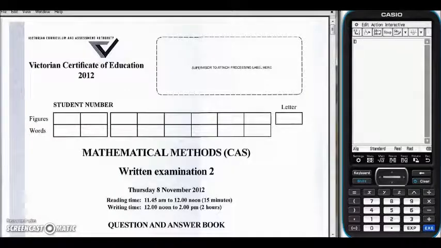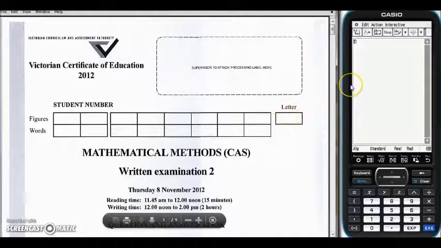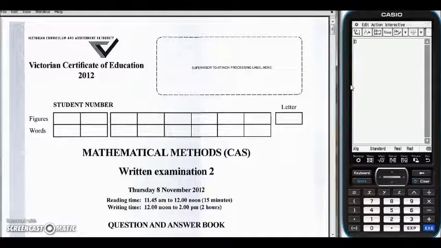Alright, this is the 2012 Methods Exam 2. We're going to go through the 22 multi-choice questions. I've got the Casio ClassPad 2 here, the latest version. Hopefully you can follow along with what I do on that. I don't actually need to use it too much in this exam, I found, so we'll see how we go. I'm going to try to make this video a bit shorter than the last one, so let's get straight into it.